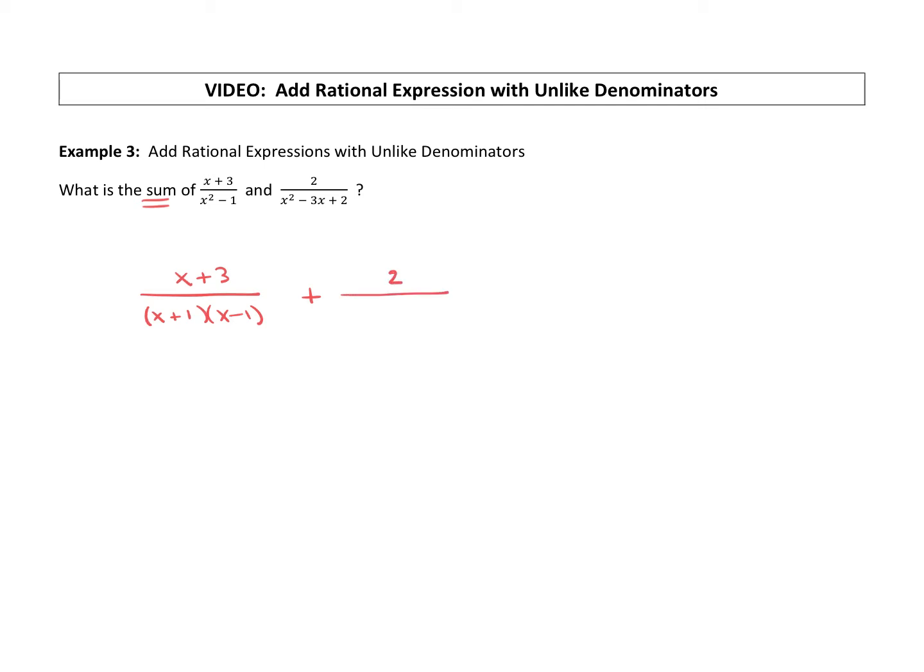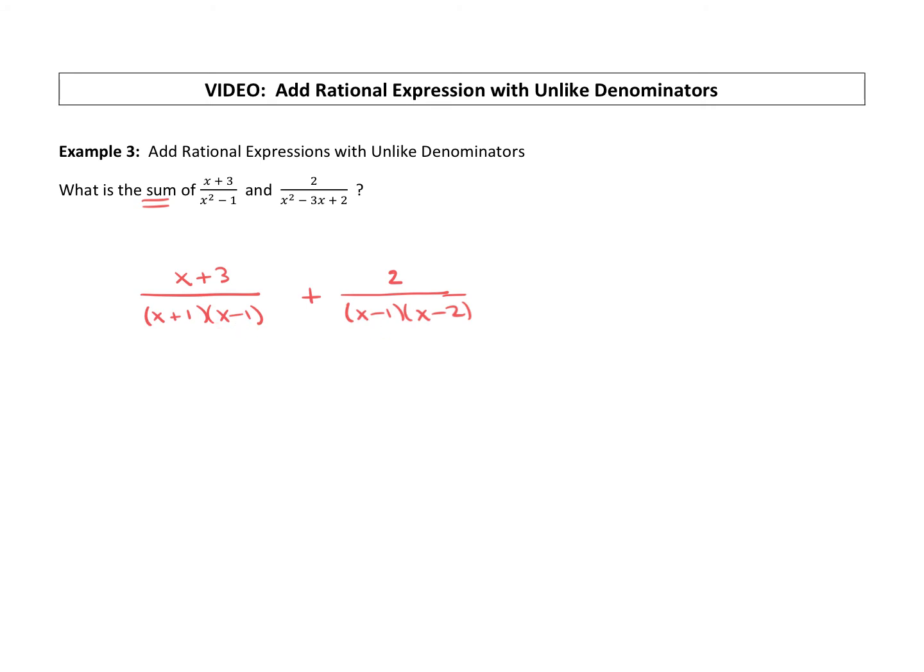2 over, factoring that denominator, it's a trinomial. Factors of 2 that add up to negative 3. That's going to be x minus 1 times x minus 2. All right, now we get a better look at our addition problem. We do not have a common denominator. It's not exactly the same, but there are elements that are the same. They both have an x minus 1, so that's already common.